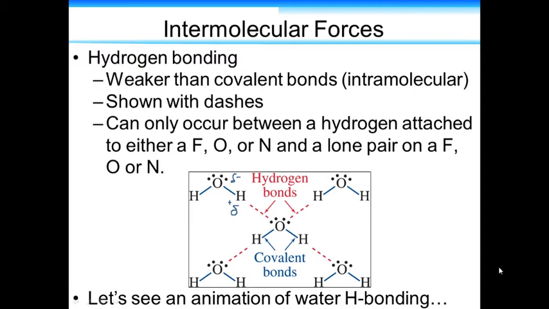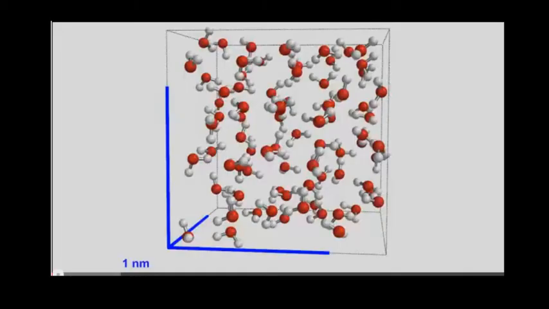Let's take a look at an animation of water hydrogen bonding. Here we have a cube filled with water molecules. Now I'm going to animate them so we could see how a solution of water may look on the molecular level. The molecules will be moving very quickly, not as quickly as they might at room temperature, but it'll give you a sense of what it could look like, or it should help you at least conceptualize what's going on when water hydrogen bonds.